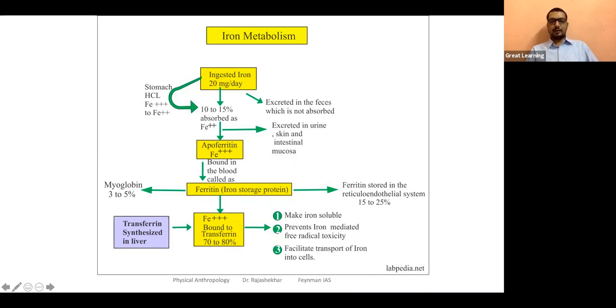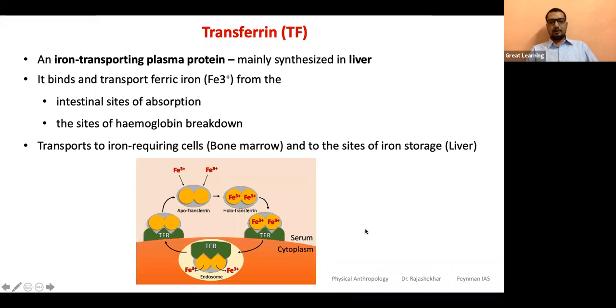You can write the flow chart here, or you can show it like this. Iron from the digested food binds to the transferrin and it is carried to the cells. Okay, this is the basic idea and the function of the transferrin.